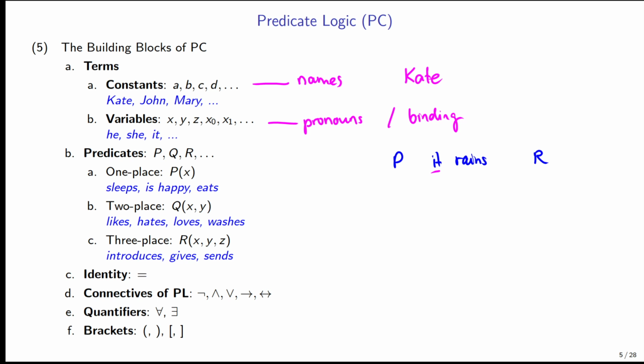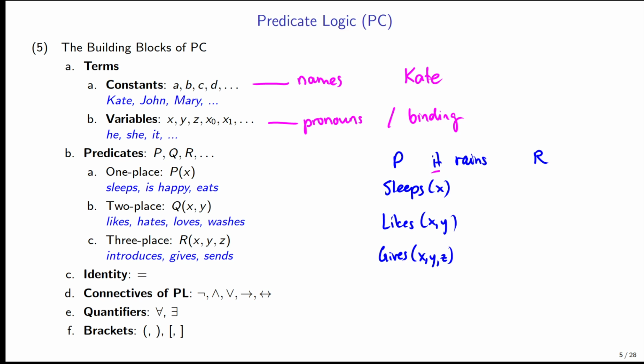We have one place predicates like sleeps, is happy, or eats. We've seen these before, so we could write this as, say, sleeps X. It just looks like a unary relation. We have two-place predicates, so these are transitive verbs. So likes, we call this two-place because it needs a subject and an object, so it's XY. And we have three-place predicates, XYZ. So in the homework, I think you did introduces, but there's other ditransitive verbs like gives, which takes an X, Y, and a Z. So X gives Y to Z.